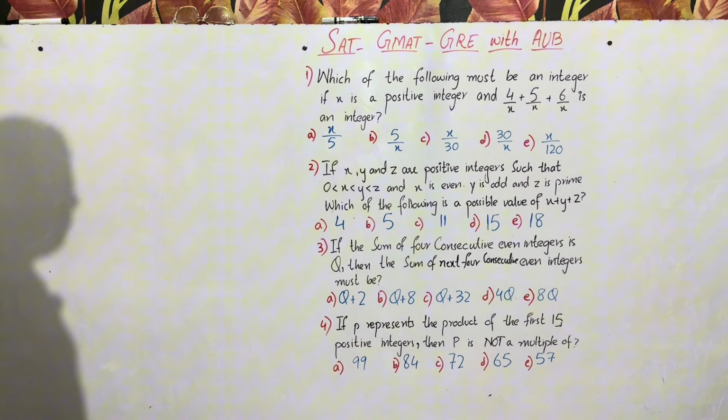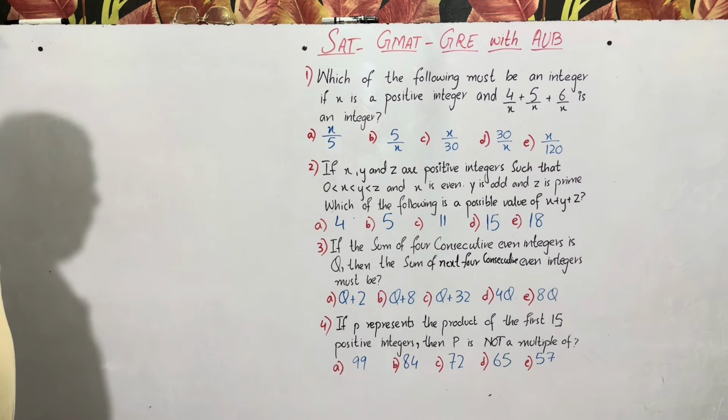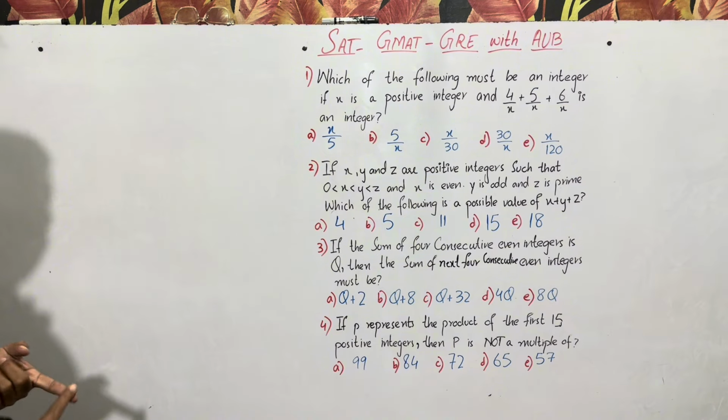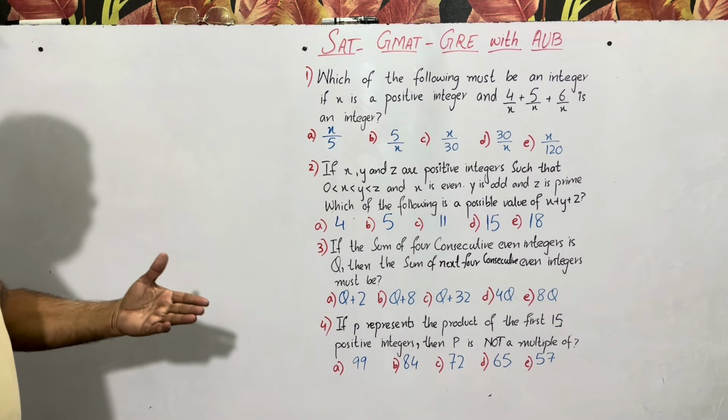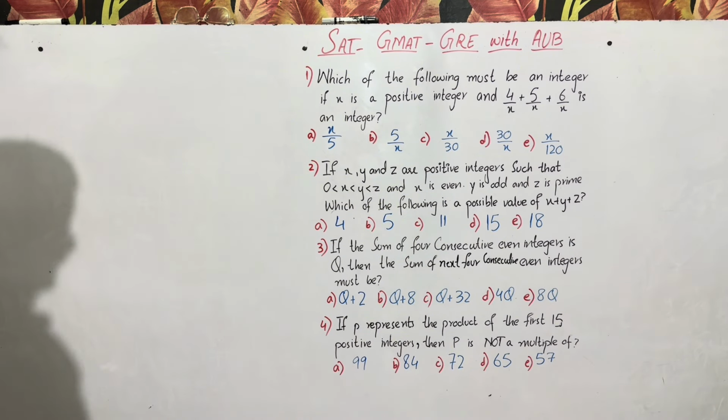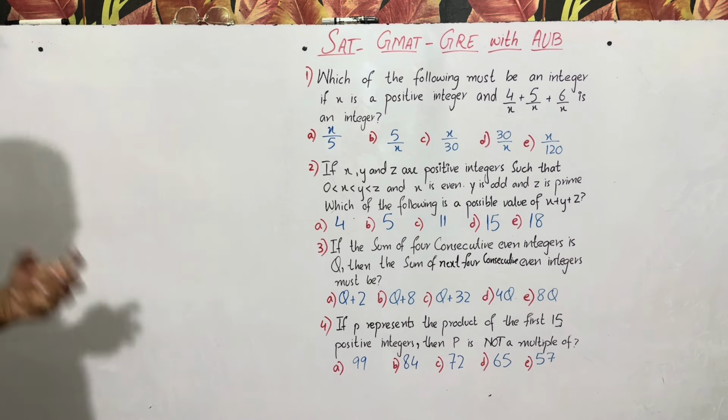0 is less than x, x is less than y, y is less than z. And x is even, y is odd, and z is prime. Then which of the following is a possible value of the sum of x, y and z?